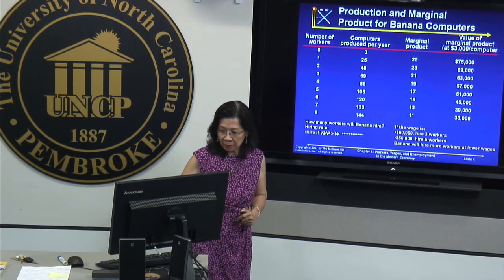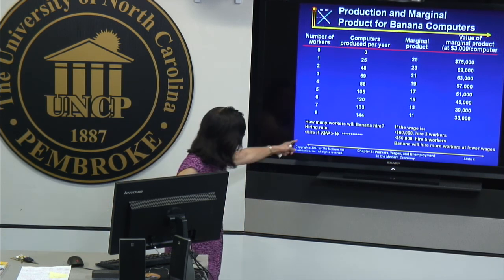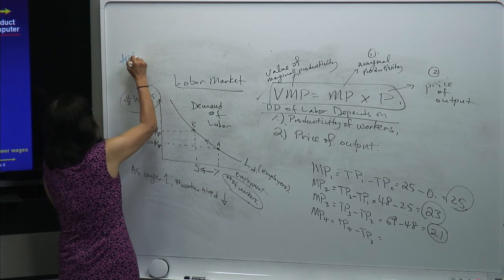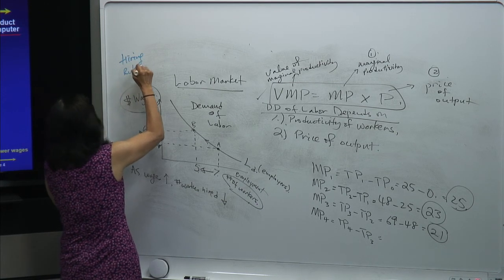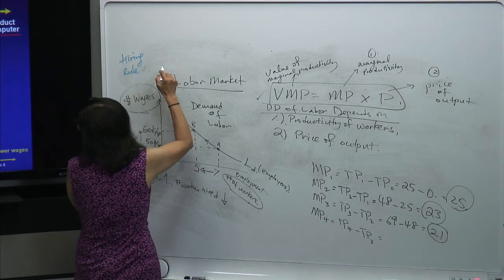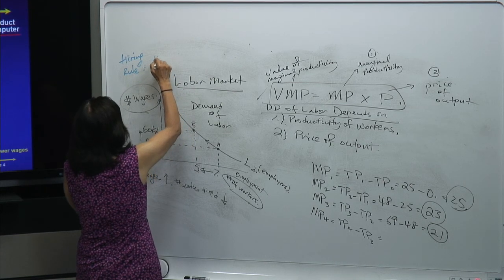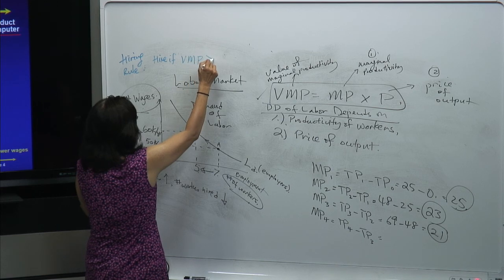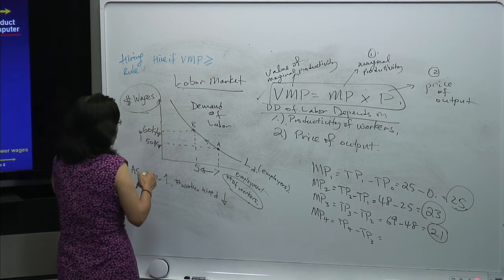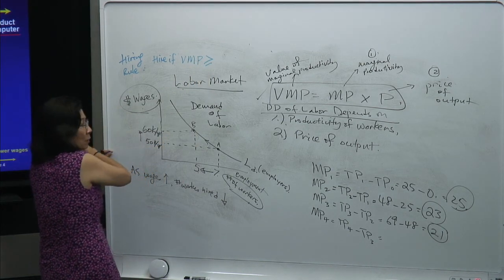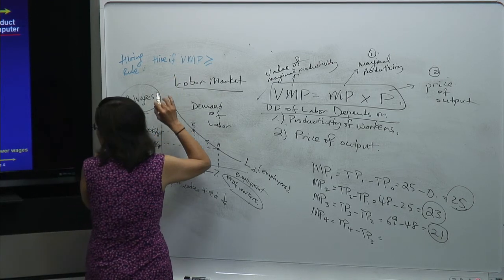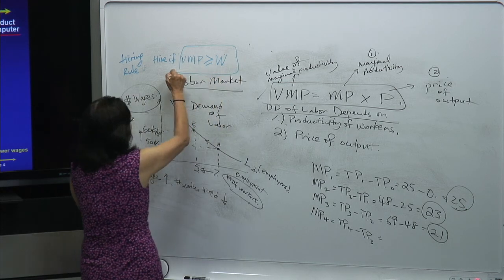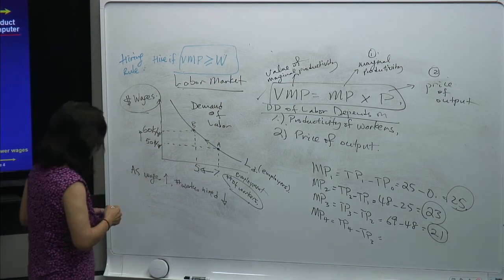I don't know if you get it, but let me go ahead and write this down right here in blue. So our hiring rule says that you will hire if the value of the marginal productivity is greater than or equal to, I think the equal sign should be there, but that's okay. You could read this and take notes, the wages.